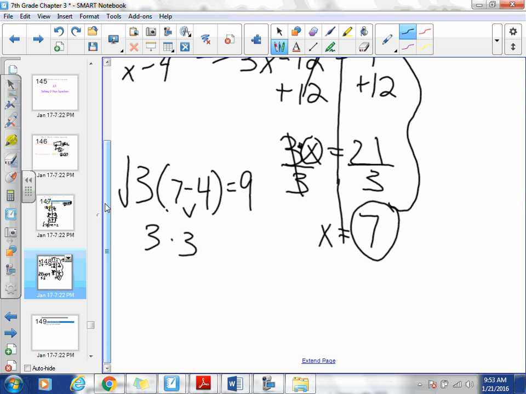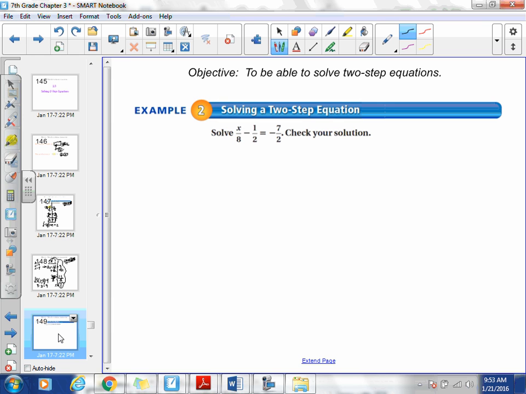So 7 minus 4 is 3. Is 3 times 3 really 9? It is, so we've got our answer correct. Pause if you need more time to get that written down. Next example. Looks harder, but it's the exact same process.